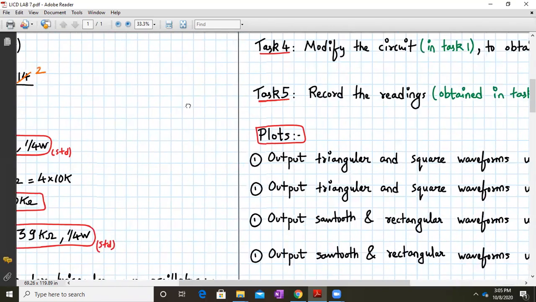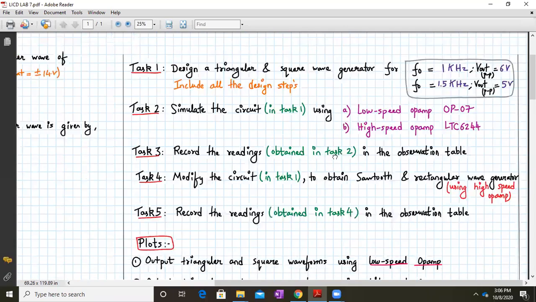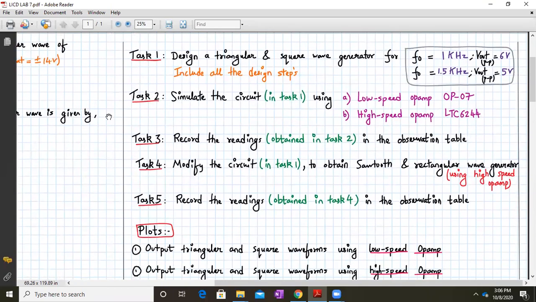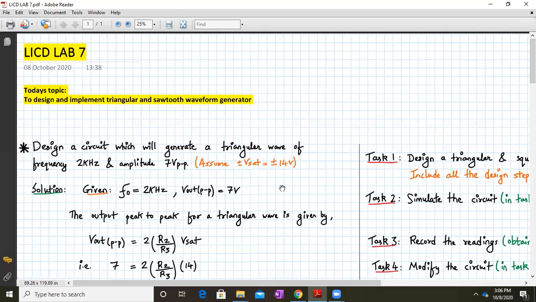Okay, so these are your 5 tasks for today for this LICD lab number 7, and please complete on time and upload all the documents and all the print screens in the assigned Google document. Okay, so that's it for this lab, to implement and design the triangular and sawtooth waveform generator. Okay, thank you.